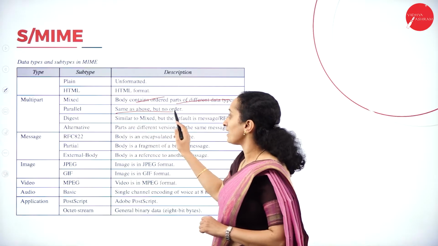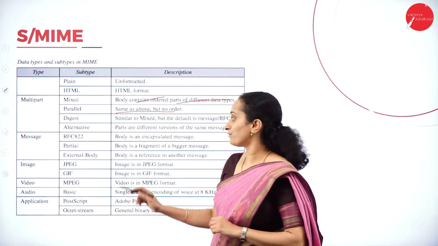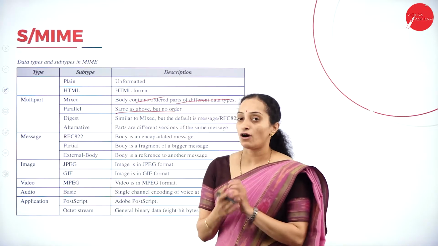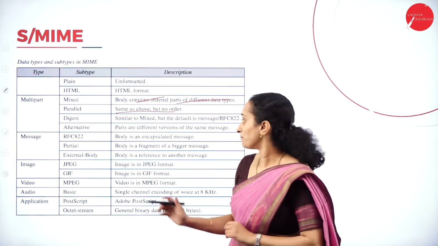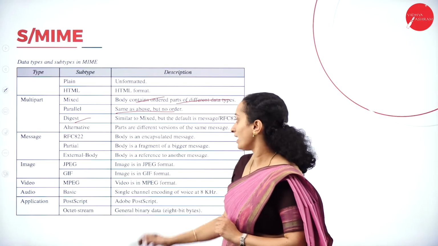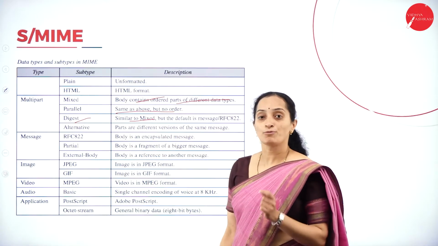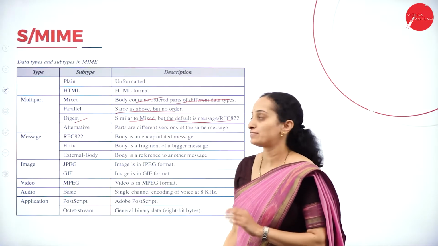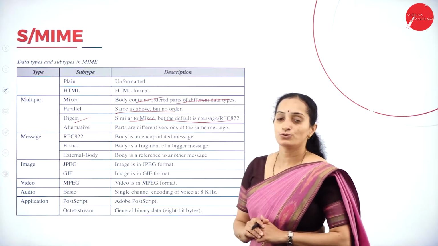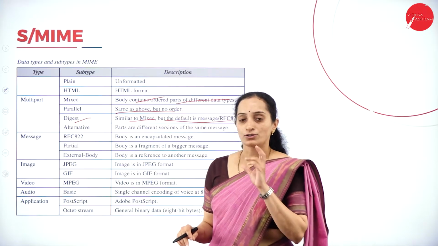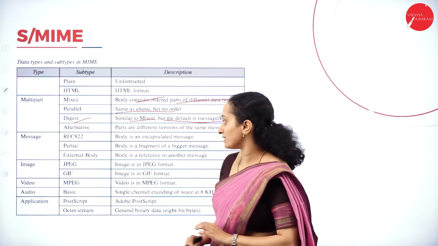Then we have parallel type of distribution, data distribution, but you don't have an order for the data type. The next is the digest. We use the hash function to generate a message digest, which is similar to mixed one, but the default is message RFC 822. We use the RFC 822 protocol to generate a message digest.